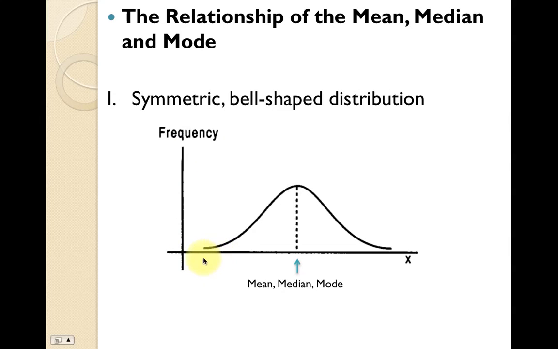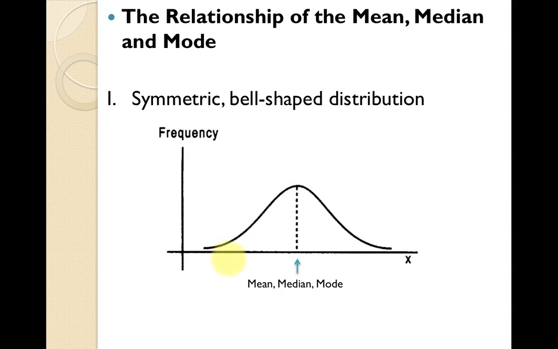Now over here we have small data values, over here we have large data values, and in the center we have something right in the middle. When you have a symmetrical bell-shaped distribution, the mean, the median, and the mode are all right at the center of the distribution, and they all have the exact same value. So they're all in the center and they all have the same value.